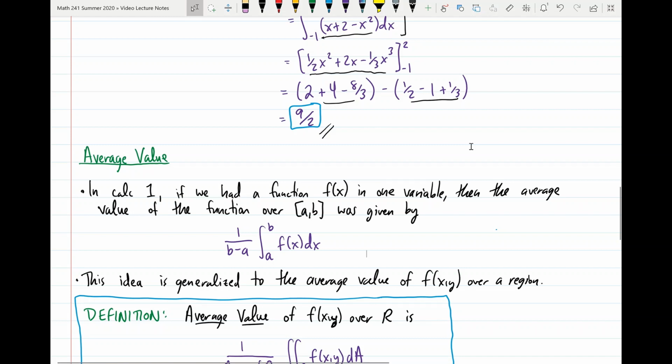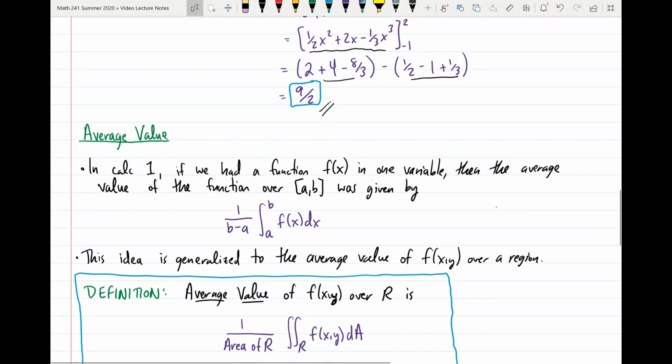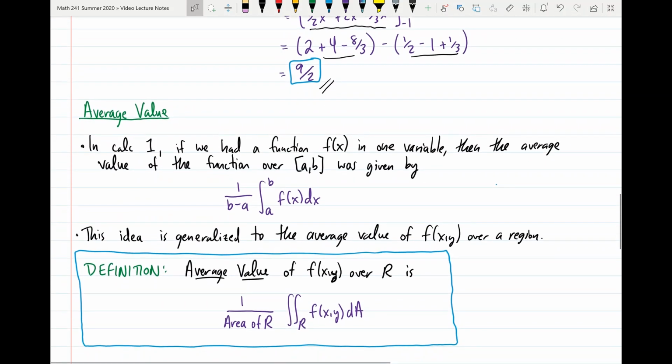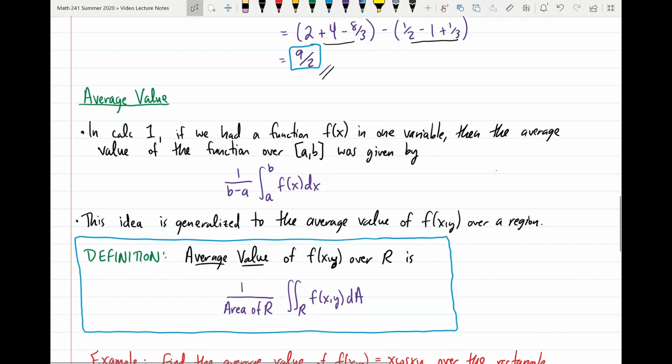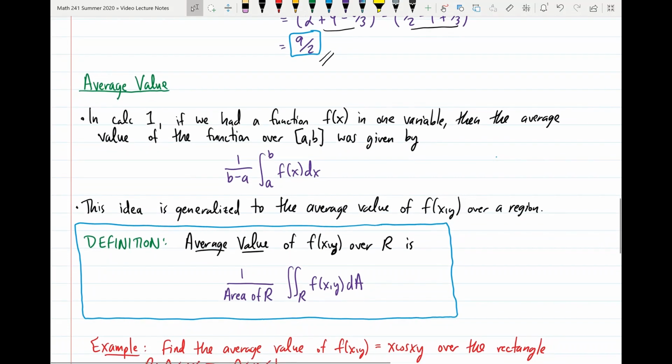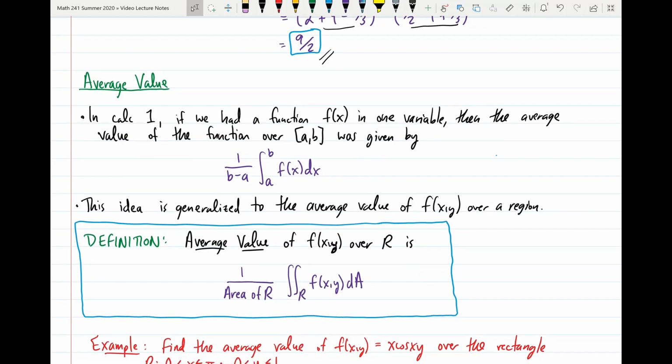Okay, so now I want to move on to another concept that we want to generalize from Calculus 1 to our multivariable functions, and that concept will be average value. So remember in Calculus 1 that if we had a function f of x in one variable, then the average value of the function over some closed interval from a to b was given by the following expression, where we have 1 divided by b minus a multiplied by the integral from a to b of f of x dx.